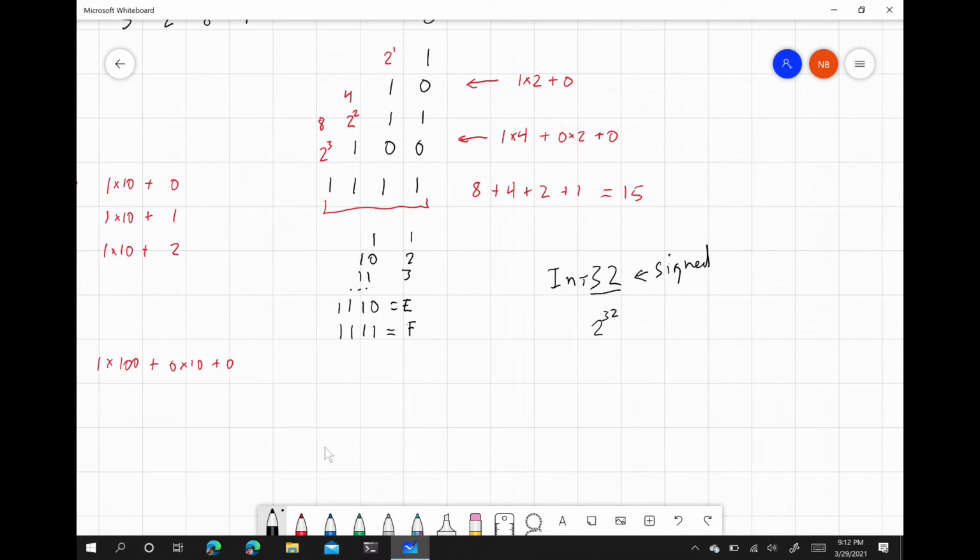We also have unsigned types like uint32. So a uint32 can't hold any value smaller than 0, but it can hold values all the way up to 2 to the 32 minus 1. That's the largest value it can hold.